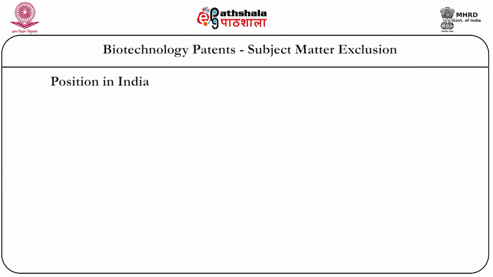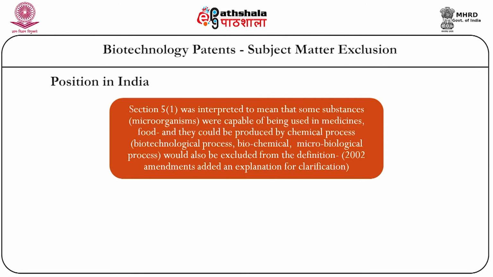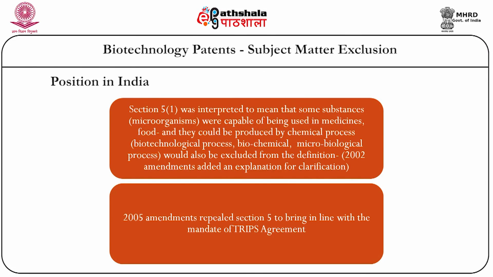Now, what is the position in India? If you look into the historical position, Section 5(1) was interpreted, prior to amendments, to mean that some substances like microorganisms were capable of being used in medicines and food, and they could be produced by chemical processes, biotechnology, biochemical, microbiological, and these would be excluded from the definition of 5(1). The 2002 amendments, you can check, added an explanation for clarification. But the 2005 amendments repealed Section 5 completely to bring it in line with the mandate of the TRIPS agreement.